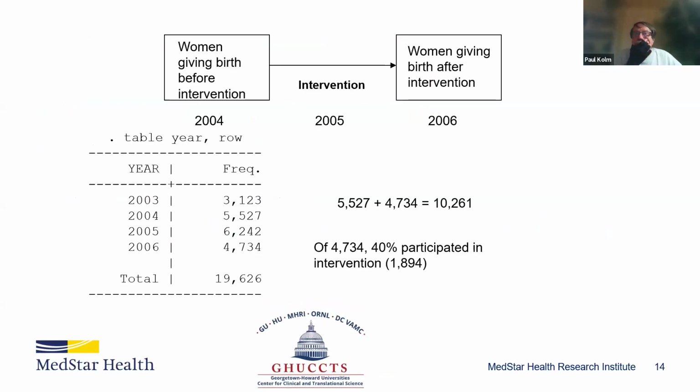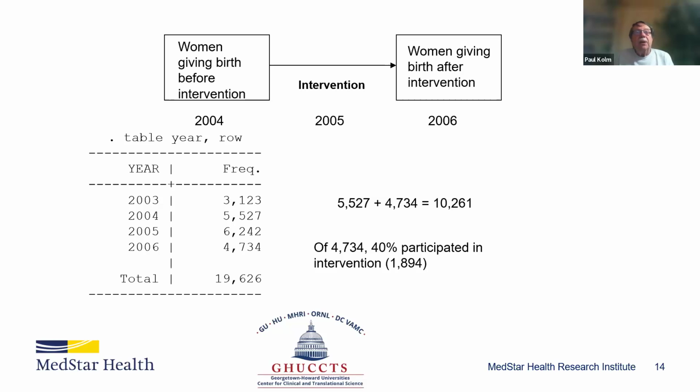So this is a diagram of the study. Pre-intervention is in the year 2004, and you have a group of women who are giving birth before the intervention. The intervention occurs during 2005, and then we measure the outcome in women giving birth after the intervention in 2006.